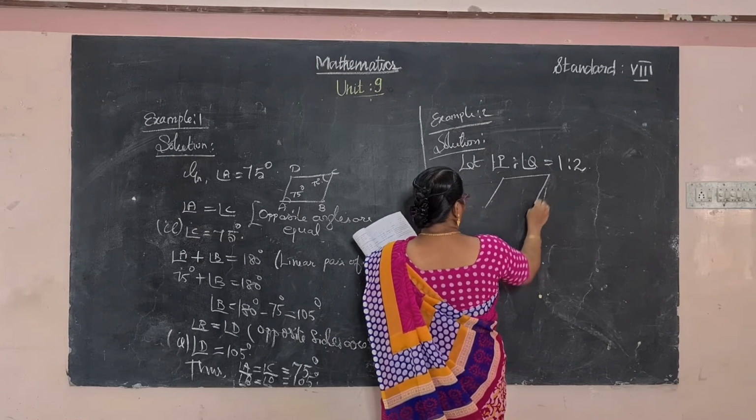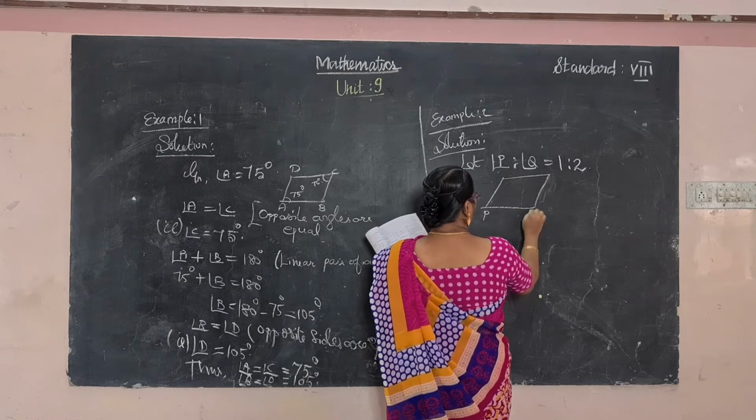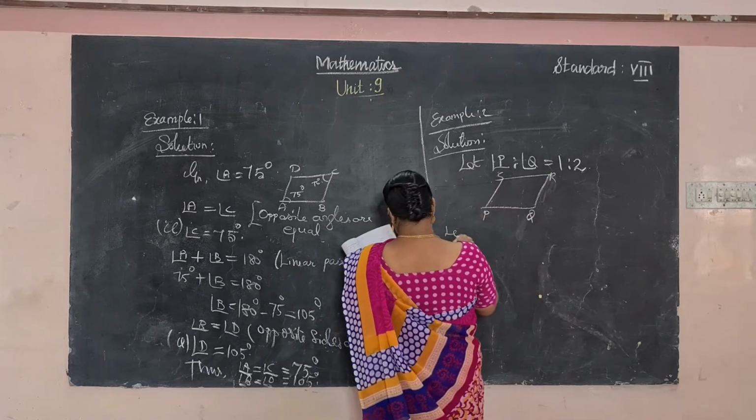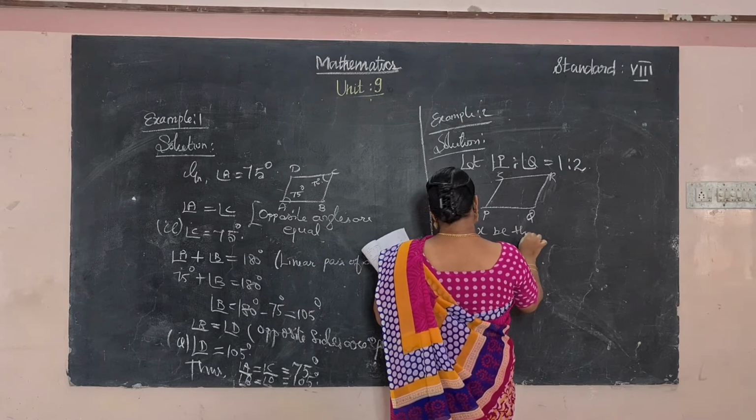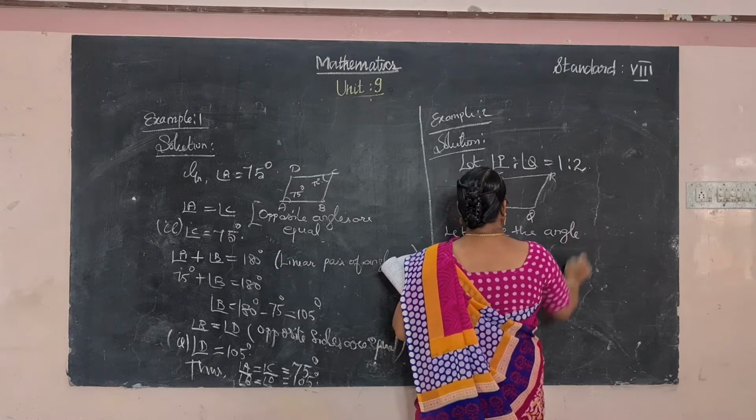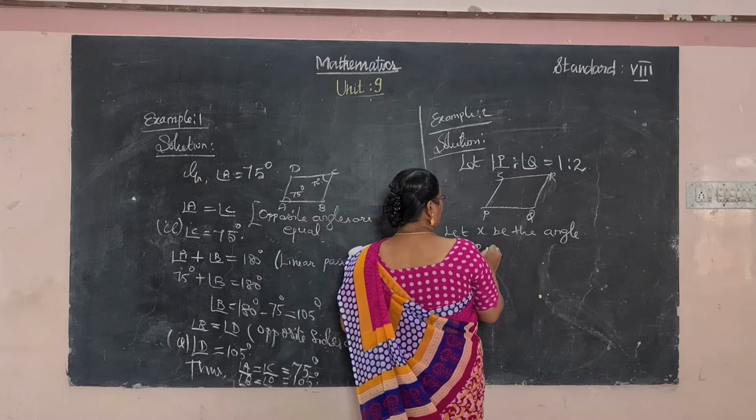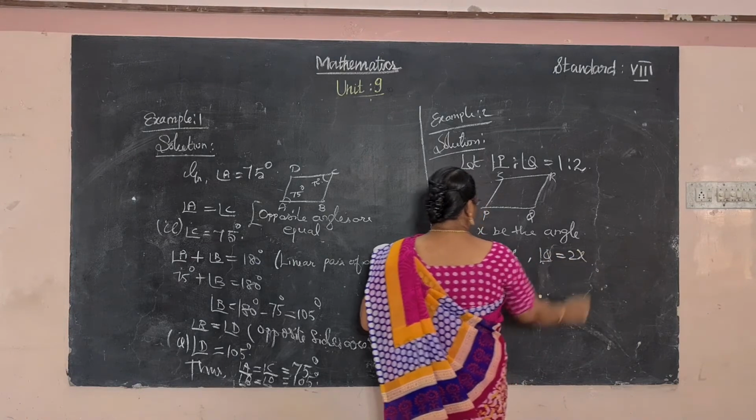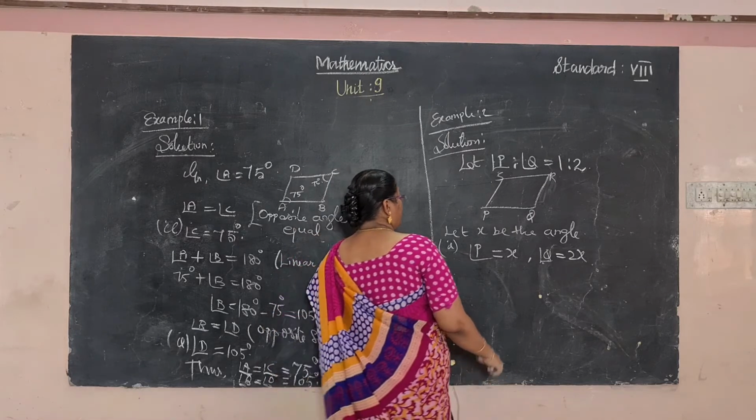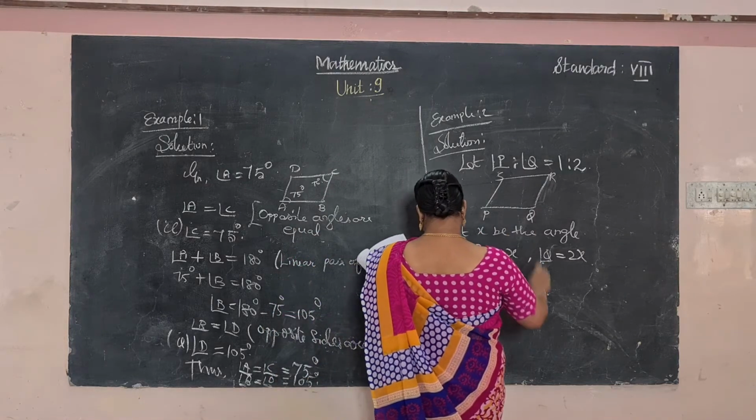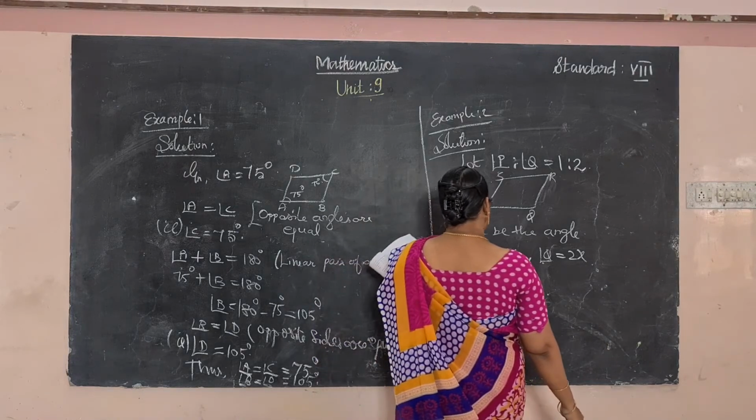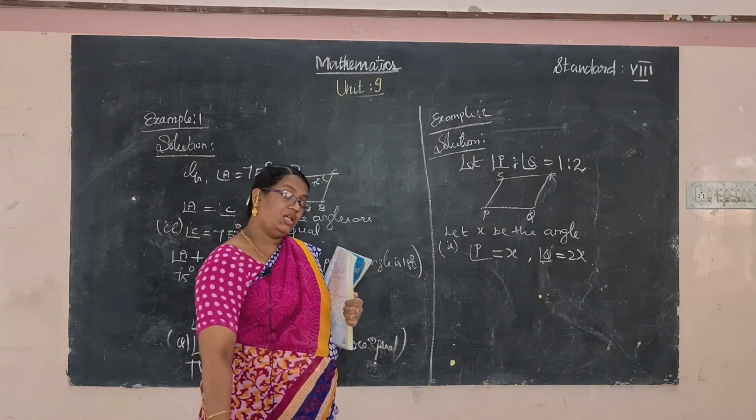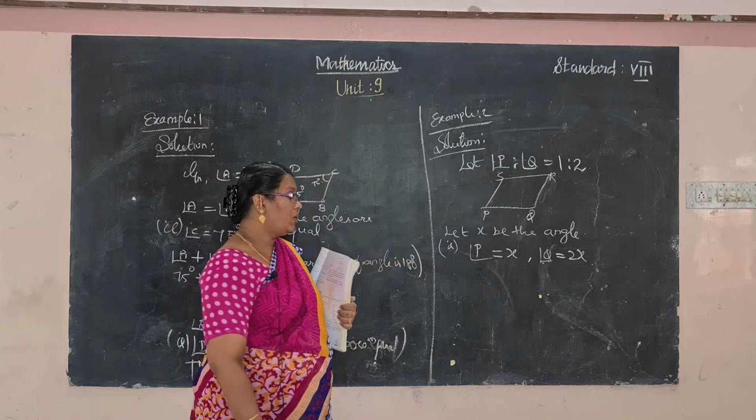Parallelogram PQRS. Let x be the angle, that is, angle P is equal to x, and angle Q is equal to 2x. The sum of the adjacent angles is 180 degrees. We can use that to find the x value, or otherwise use the angle sum property of the quadrilateral. We can use any one of the methods.